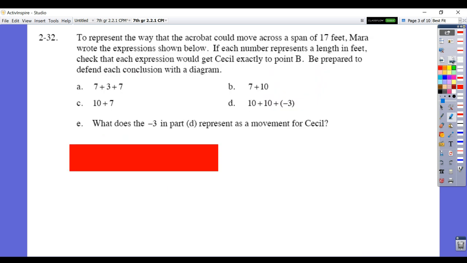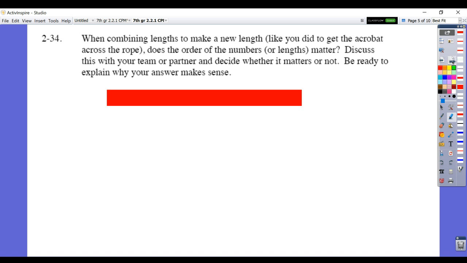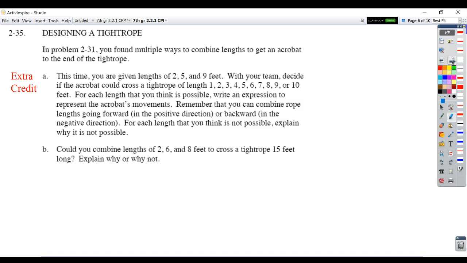All right. Then they want you to think about some more challenging ones. So if you choose to do 235, it is extra credit. All right. If you were given lengths of 2, 5, and 9, could you find these? Could you cross the tightropes when they were these lengths? So again, if you're looking for a challenge, that would be a good opportunity, part A or B, or both.